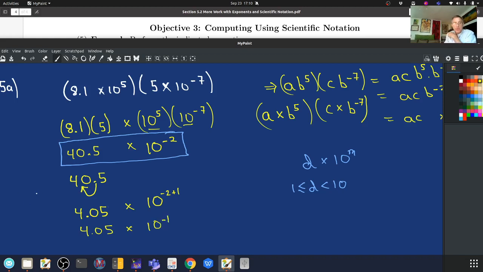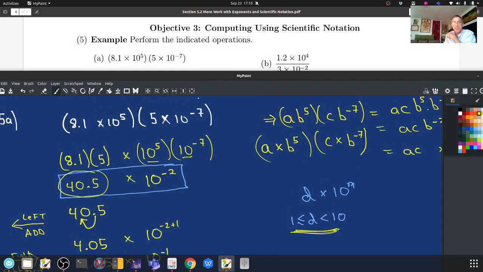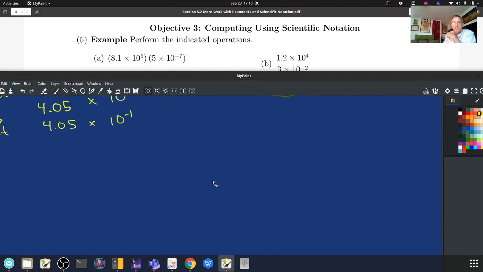So when you move to the left, you add to the exponent. If you had to move to the right, in other words, to get to your value of D, then you would subtract. And why are you subtracting? Just the number of places that you had to move. And let's do one other.